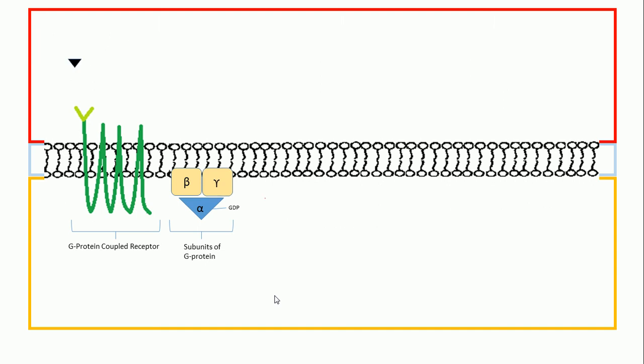Now let's see how this all works. In the first step, the ligand binds the receptor site and activates GPCR, or G protein coupled receptor, as I'll refer to it. This causes a conformational change in the receptor protein. The result is that the conformational change will ultimately affect the G protein, thus it is called the G protein coupled receptor.